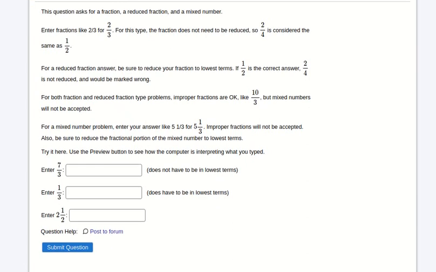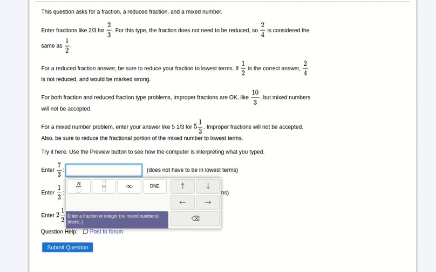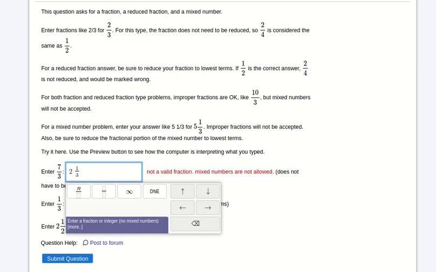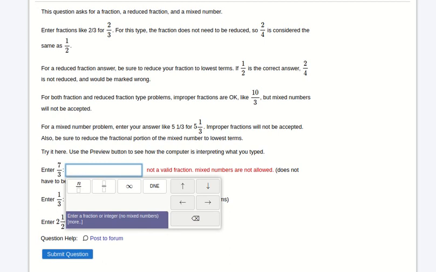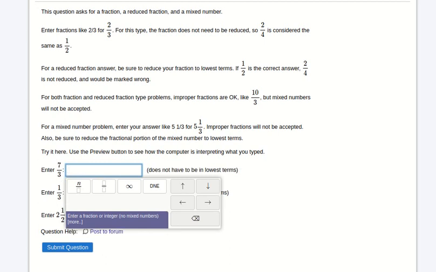And it says we're supposed to enter as a mixed numeral or in lowest terms. So 7/3 is an improper or vulgar fraction. It looks like 3 goes into 7 twice. So 2 space 1 over 3. Not a valid fraction. Mixed numbers are not allowed. Oh, okay. So it didn't want a mixed number. That's fine. What does it want? Must be in lowest terms.